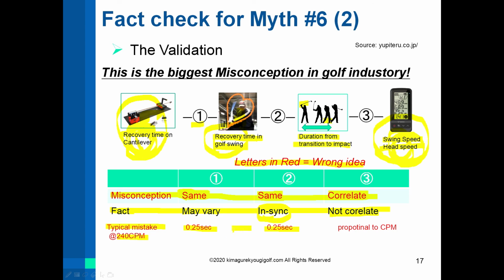This must be the same. And this must correspond to swing speed, proportional to CPM. Okay, and for a faster swing speed, this period should be shorter. That means higher CPM, frequency of the shaft. This is a typical mistake. And I think this is the biggest misconception in the golf industry.